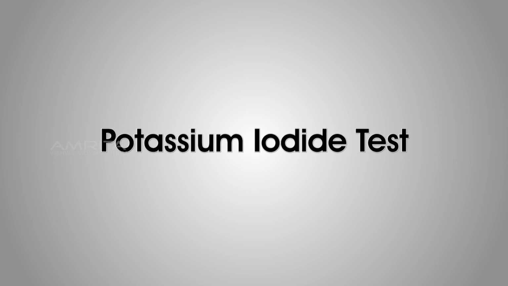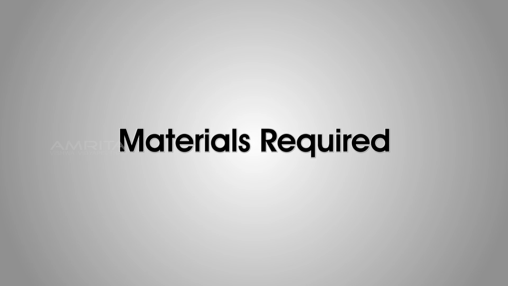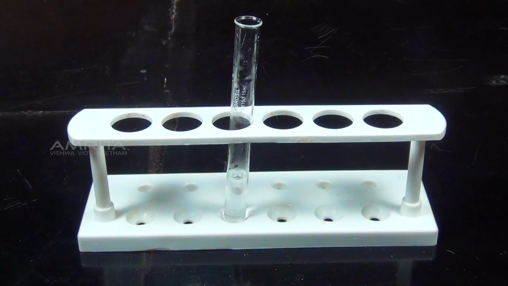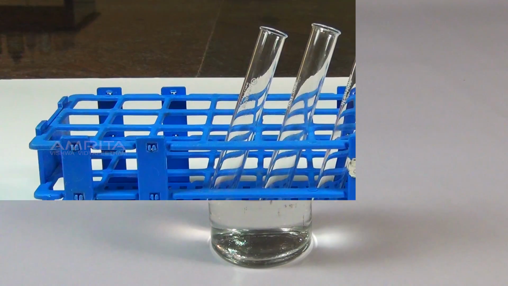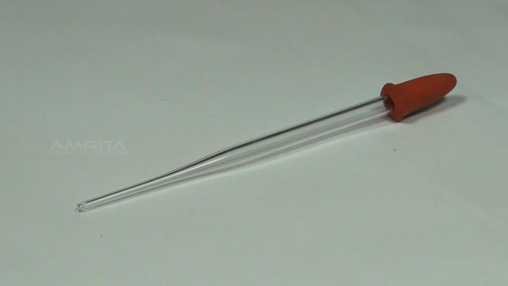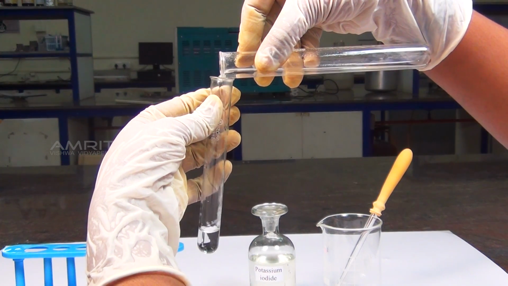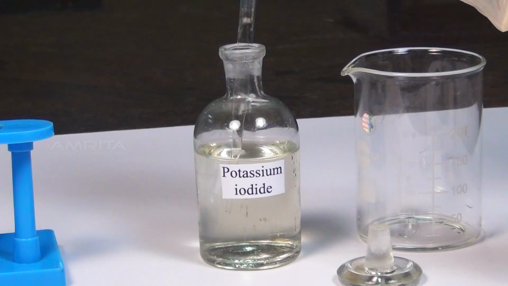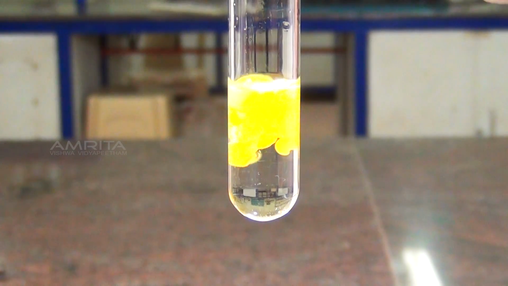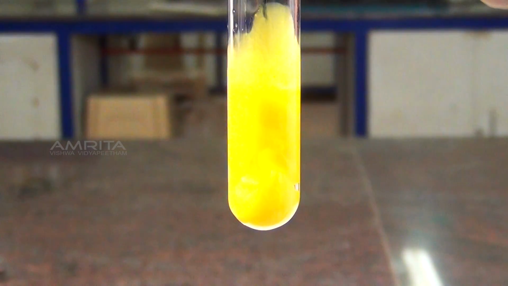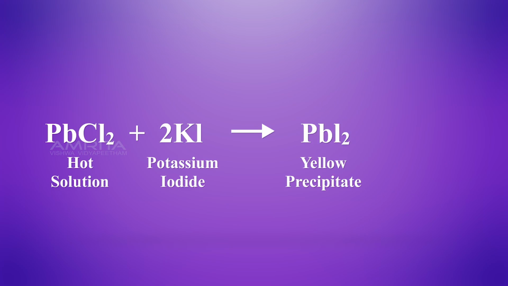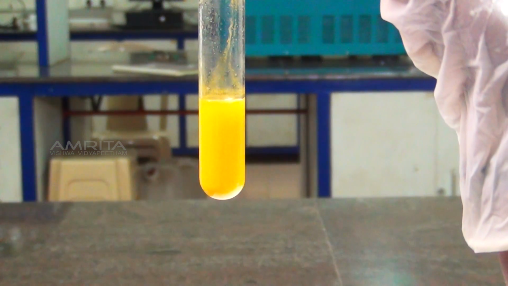Potassium iodide test. Materials required: solution obtained in the group analysis, potassium iodide, test tube, and dropper. Procedure. Take 1 part of the solution obtained in the group analysis in a test tube. To this, add a small quantity of potassium iodide solution using a dropper. Lead chloride present in the solution reacts with potassium iodide to form a yellow precipitate of lead iodide.